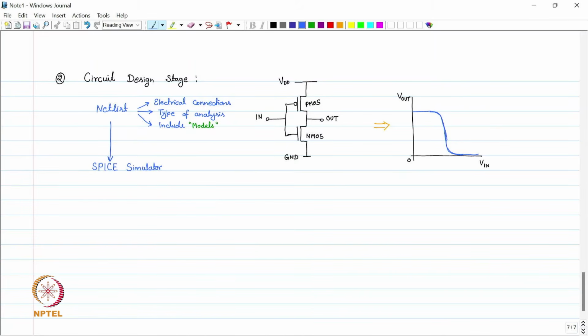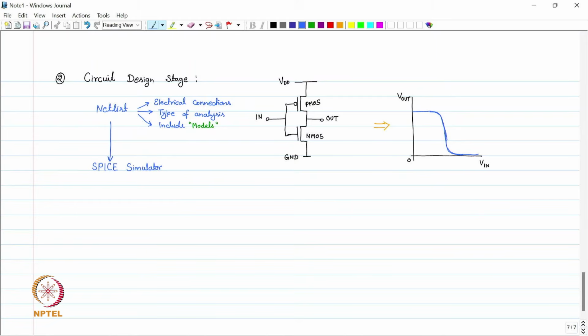We do multiple iterations of this circuit design. For example, we have multiple parameters which we can play around with for PMOS and NMOS to get the desired characteristic. So this output versus input voltage is the characteristic of circuits. We want to make a circuit for a particular application, so we have some specifications in our mind. For example, the slope of this curve should be something like this as per the specification. So we can do multiple iterations in SPICE simulators to achieve the desired output waveform, this output versus input, or it can be the transient waveforms. This is the DC simulation.